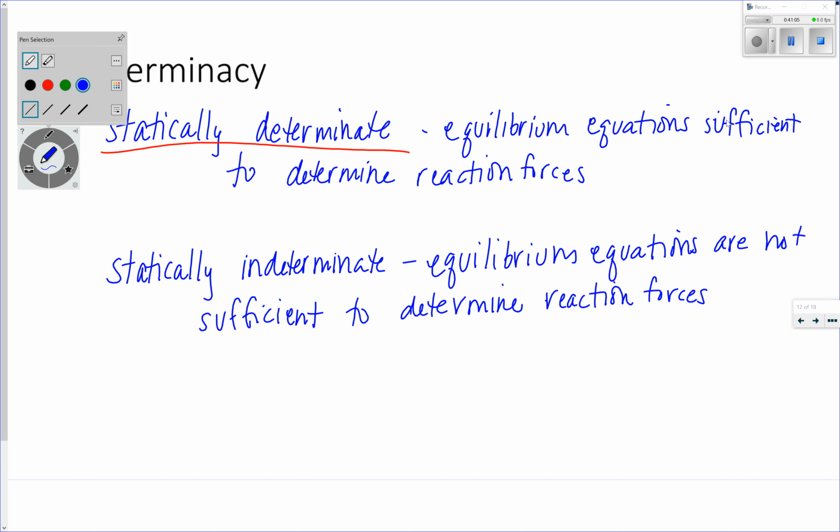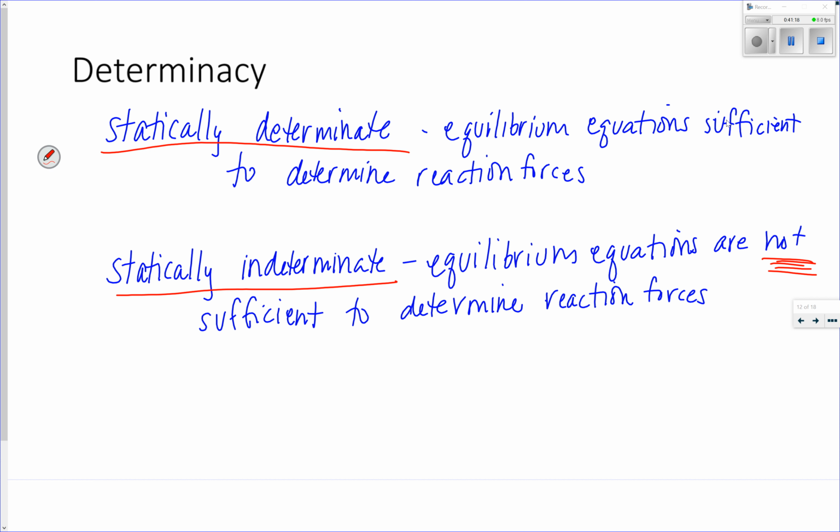If it's indeterminate, equilibrium equations are not sufficient. I need more information. So I'd either need to know something about the displaced shape or make assumptions about the displaced shape, and go from there to determine my reaction forces.